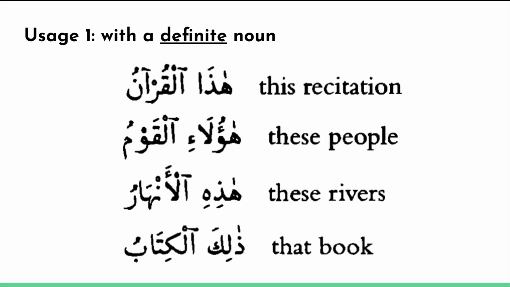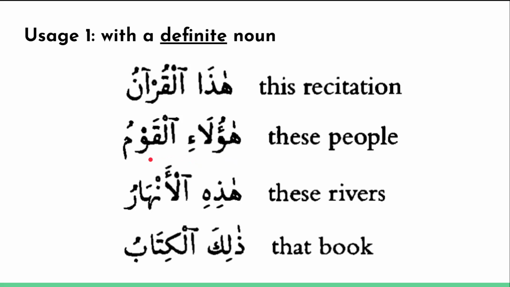So for example, if I want to say this recitation is beautiful, هذا القرآن جميل. This recitation is beautiful. But by itself, هذا القرآن is not a complete sentence. And you'll notice that consistently, whenever I use a demonstrative word with a definite noun, it doesn't form a complete sentence. Let's take a look at another example. هؤلاء القوم. These people. هؤلاء is these.